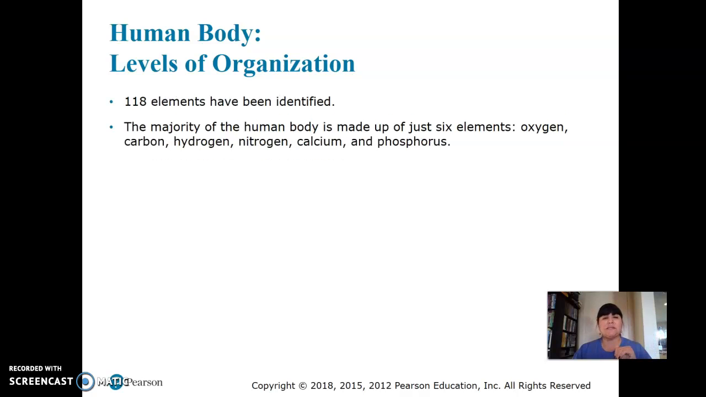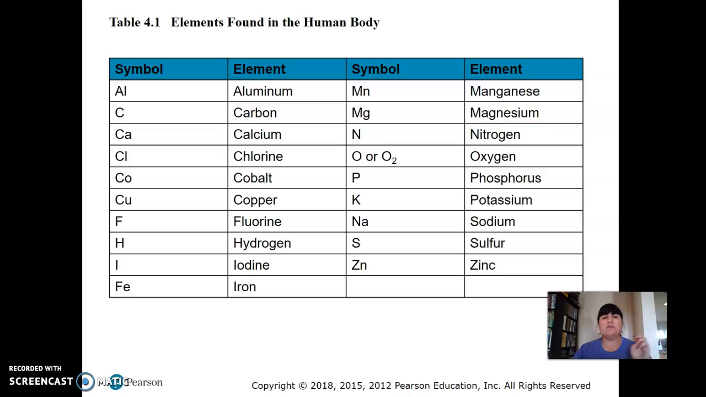Chemical elements. Okay, so here shows the different elements found in the body. The major ones, the bulk of them, are carbon, oxygen, hydrogen, and nitrogen. Like 96% of the body is made out of carbon, hydrogen, oxygen, nitrogen. The rest are found in very small, minute amounts.